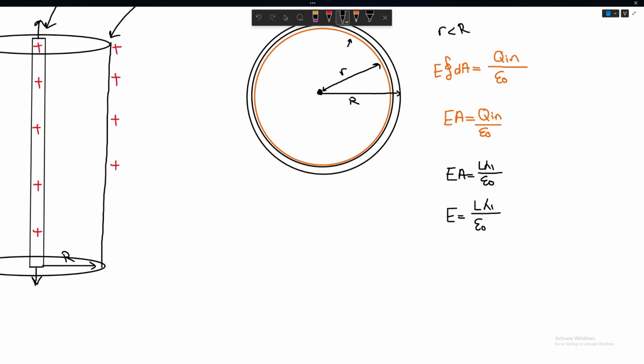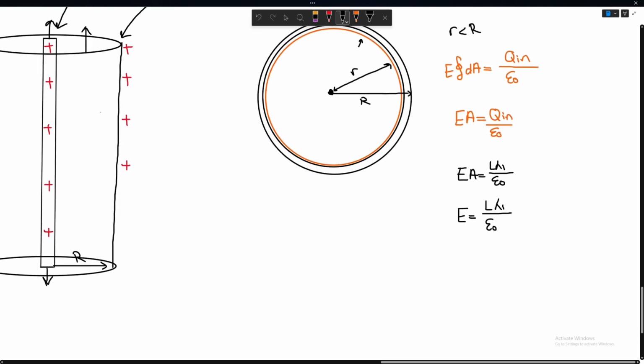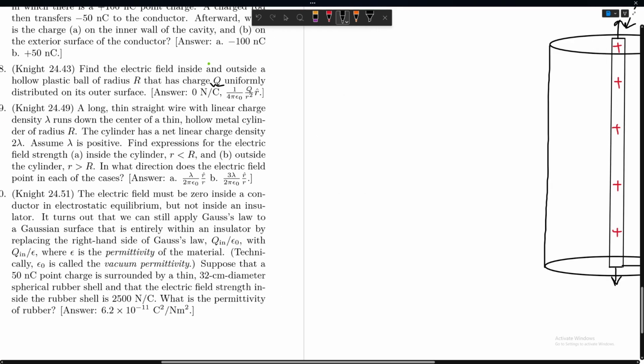Now what is the area? Obviously I am looking for the electric field that is coming out from here, from the cylinder. Let me see what they're looking for.